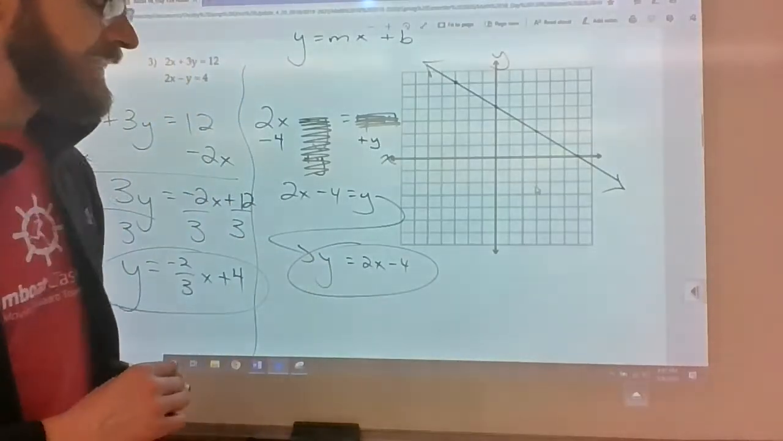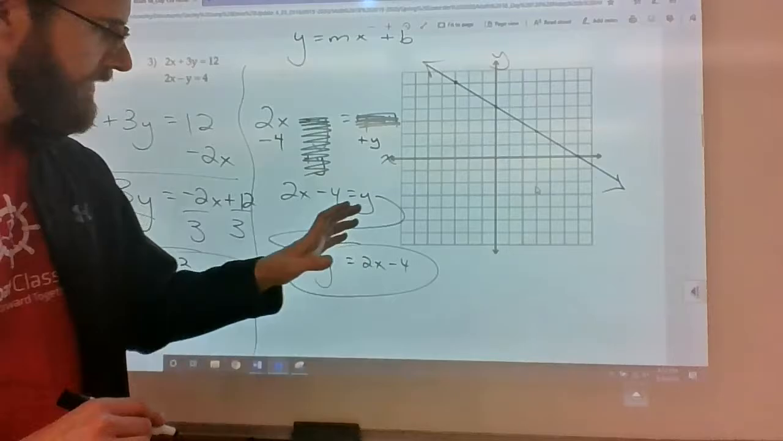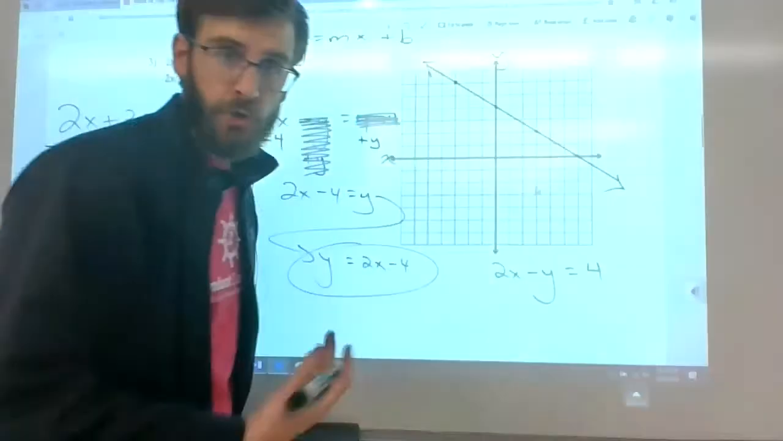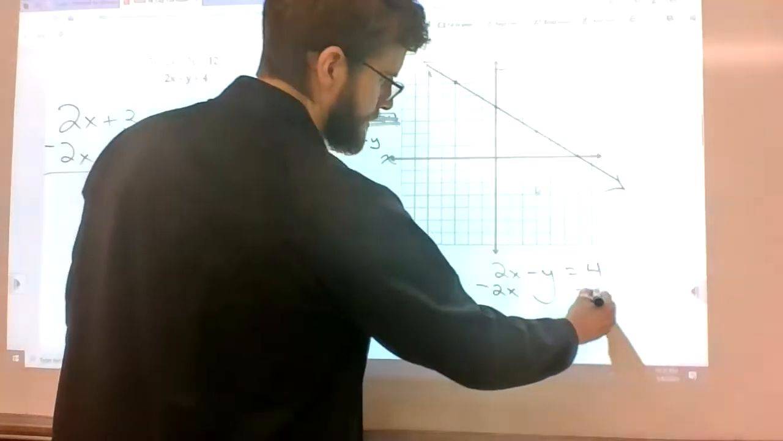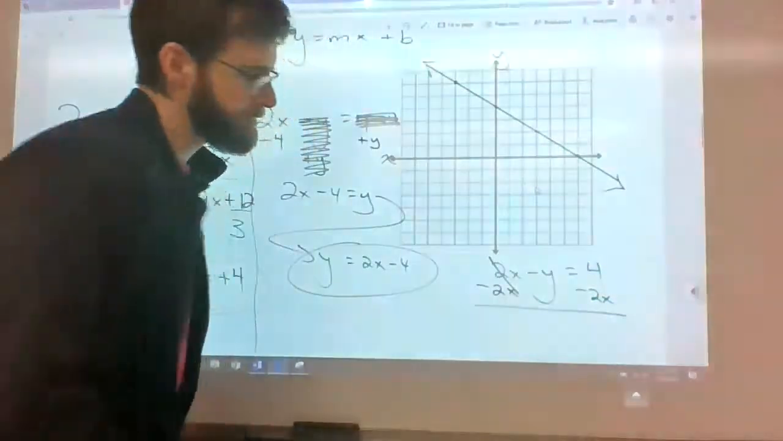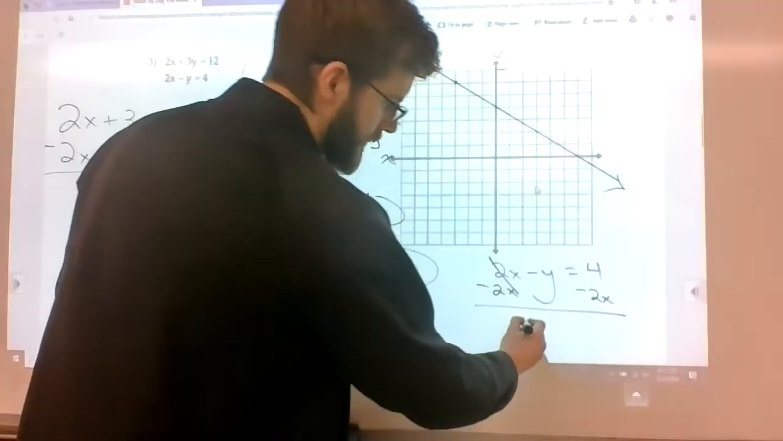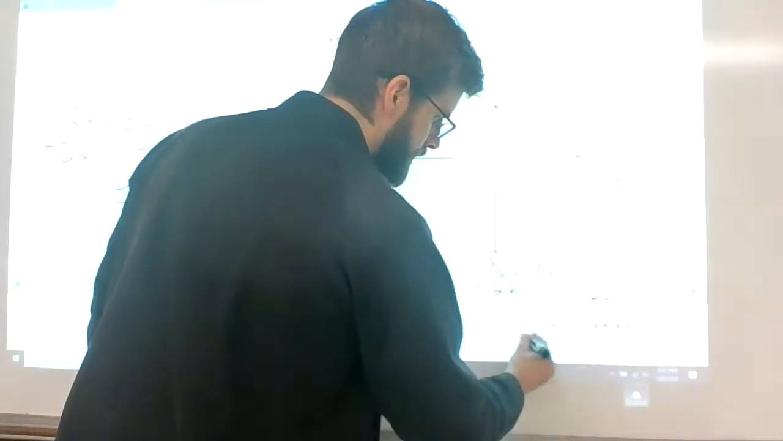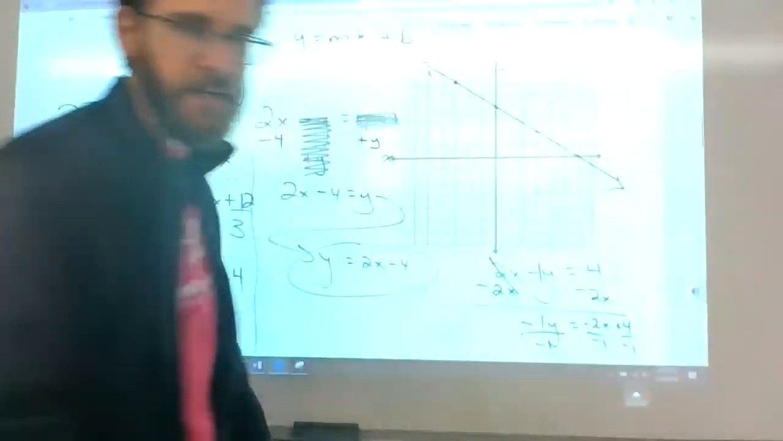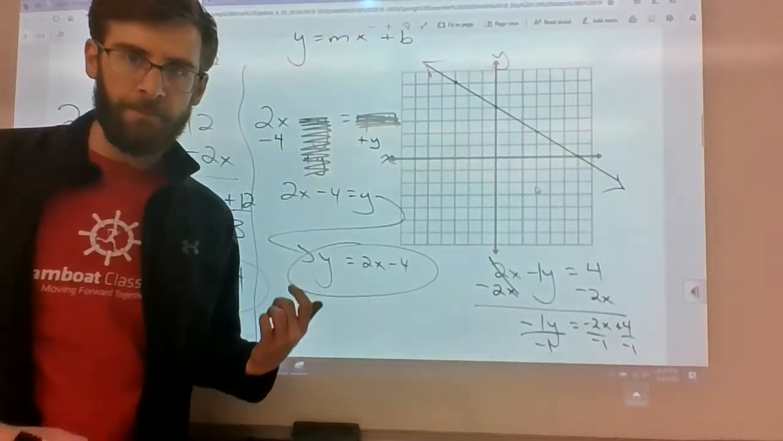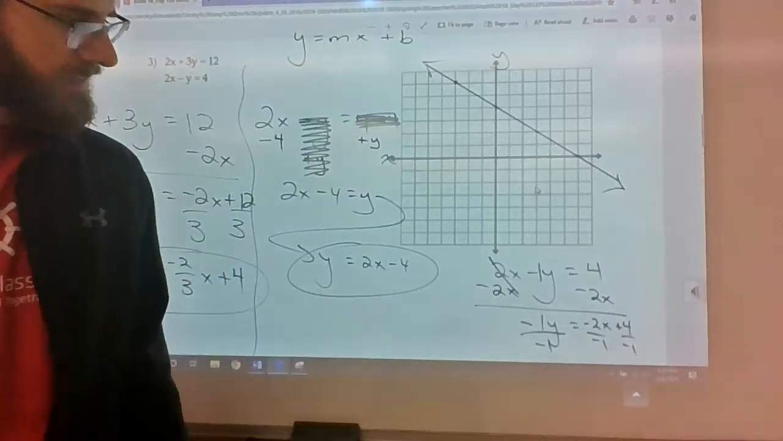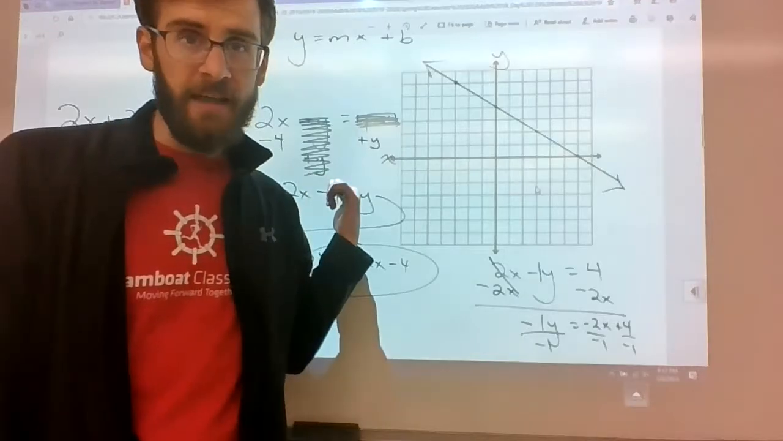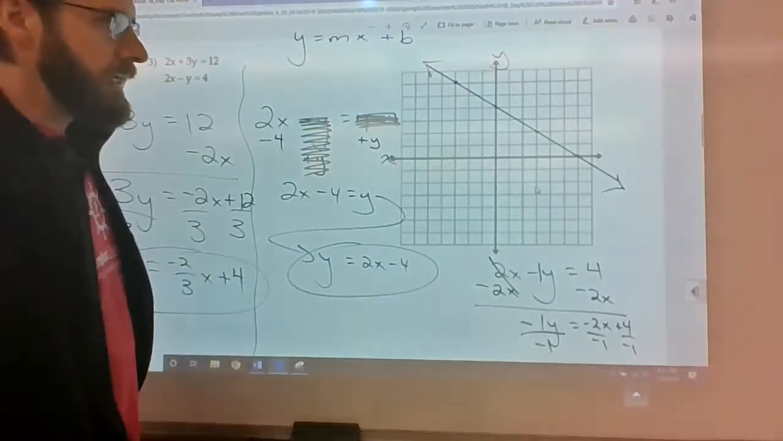All right. Now, if that was totally uncomfortable for you, this was the other way of doing it. You could have subtracted 2x. And then divided by, I'm going to put a 1 there, by negative 1. You'll still get 2x minus 4. Some people tend to drop their negatives more than they should, and this can kind of help avoid that. So, take it or leave it.